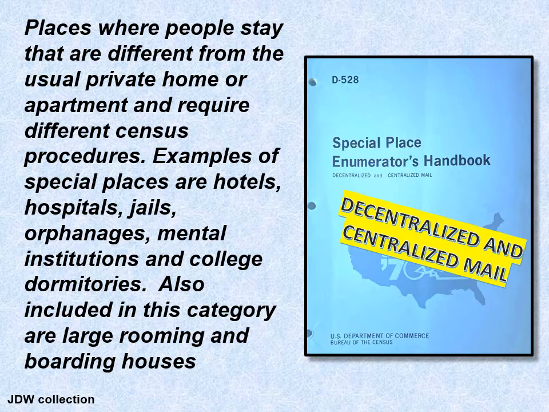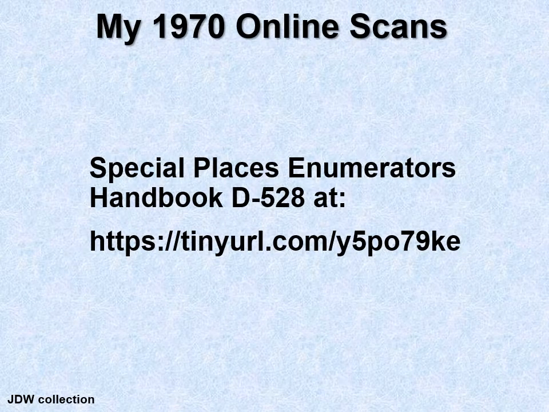And a special place was where people stay that are different from the usual private home or apartment and require different census procedures. Examples of special places are hotels, hospitals, jails, orphanages, mental institutions, and college dormitories. College students are enumerated at their residence at their college, not where their parents are. And also included in this category are large rooming and boarding houses. And there is the linkage to that special places handbook.